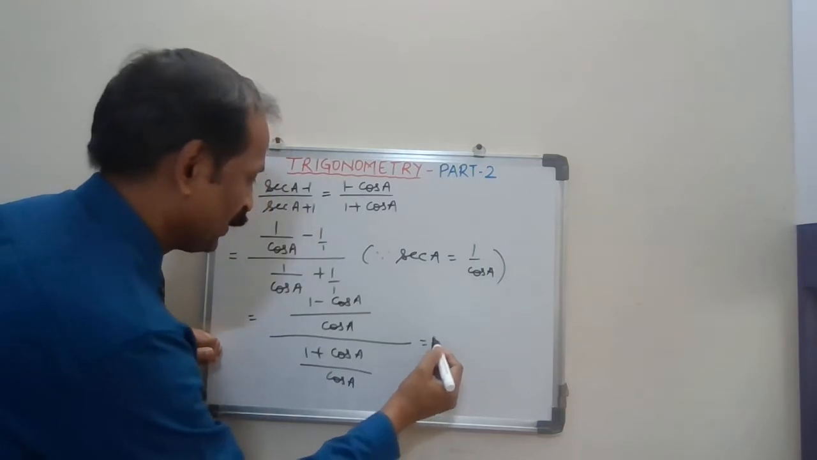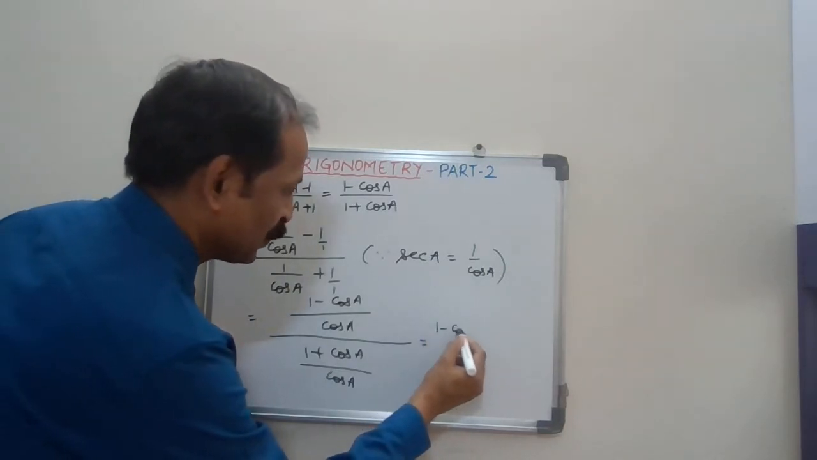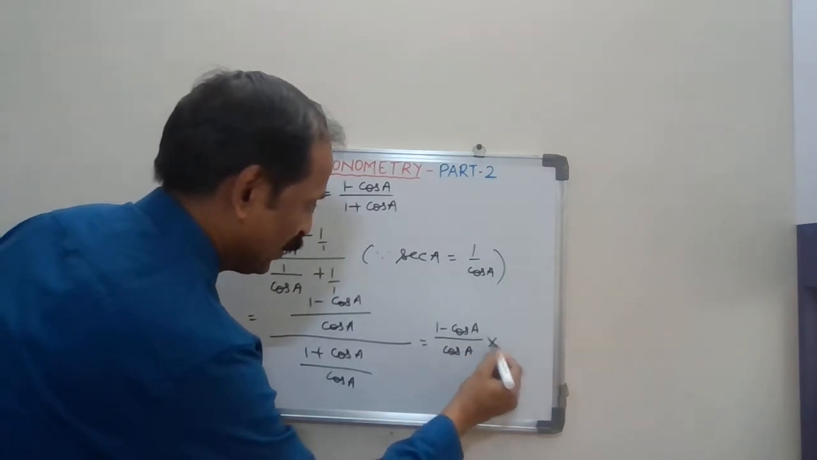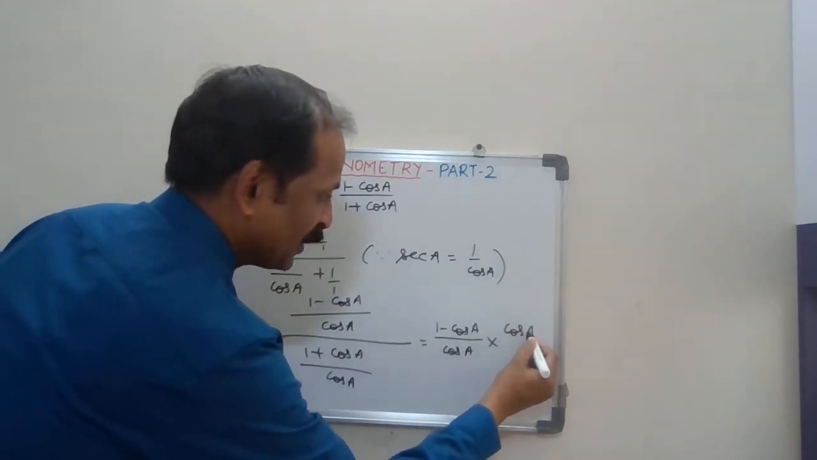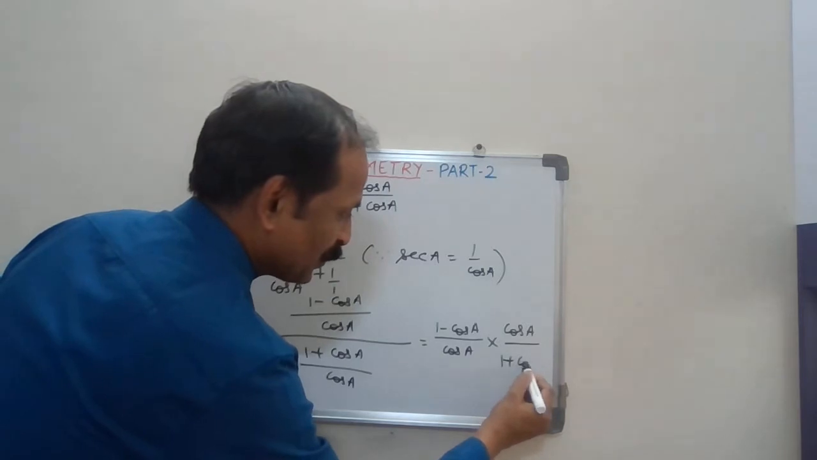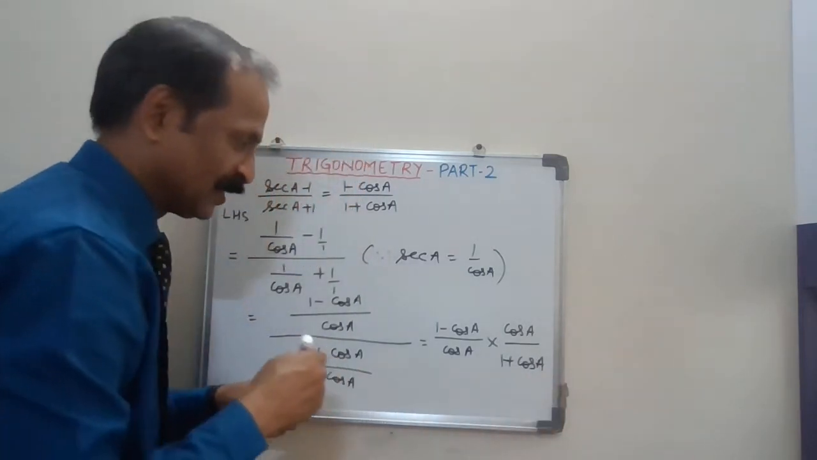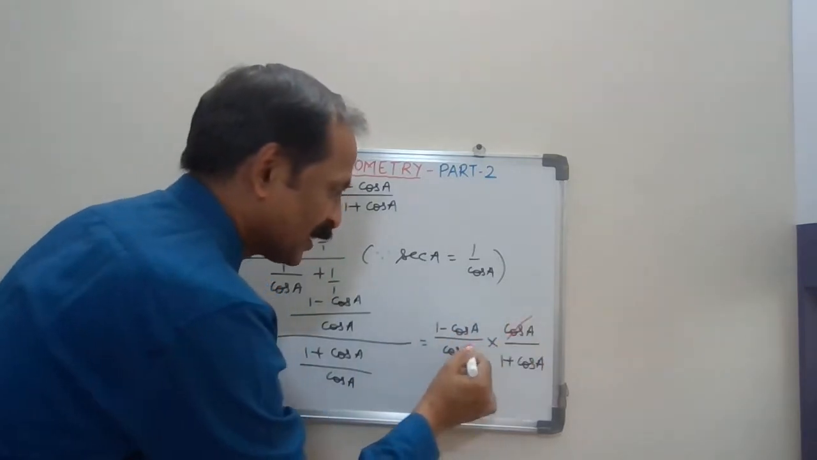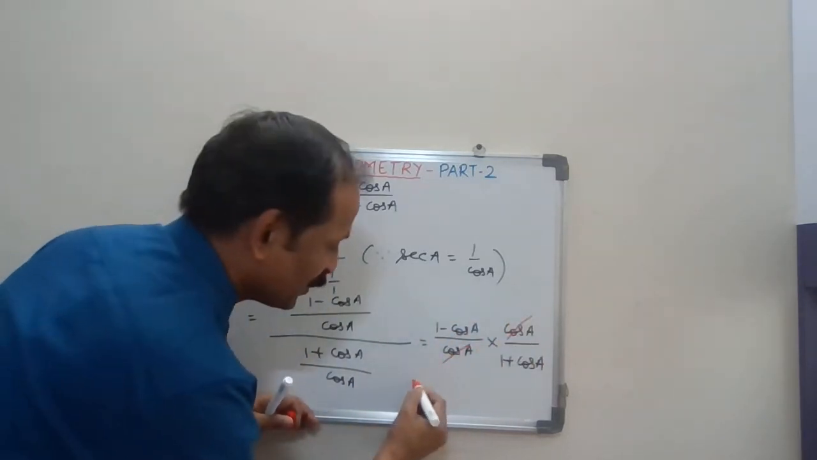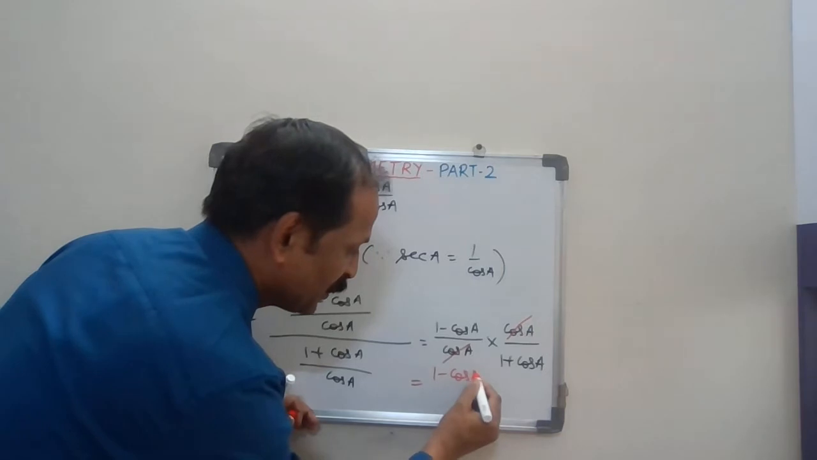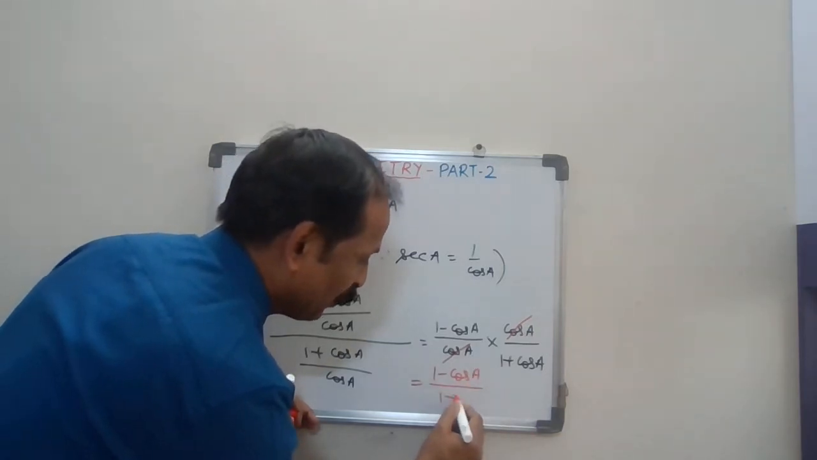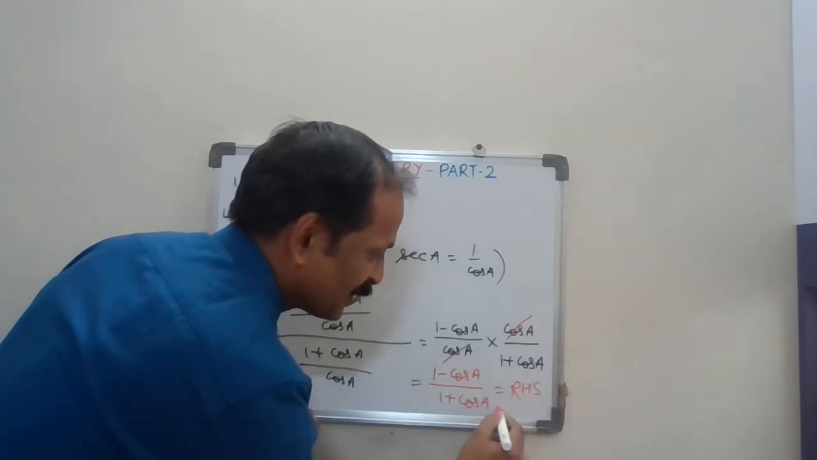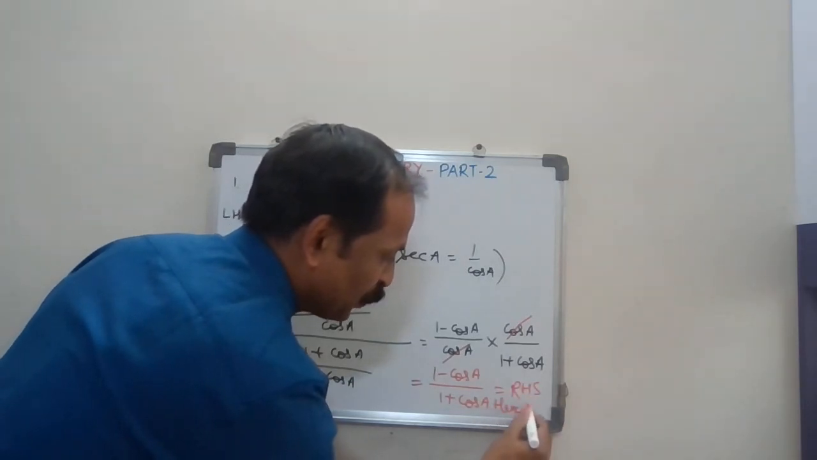So when you take the reciprocal, 1 minus cos A upon cos A into cos A upon 1 plus cos A. I'm using another color. So cos A cancels. And you got your answer, 1 minus cos A upon 1 plus cos A, which is your RHS, hence proved.